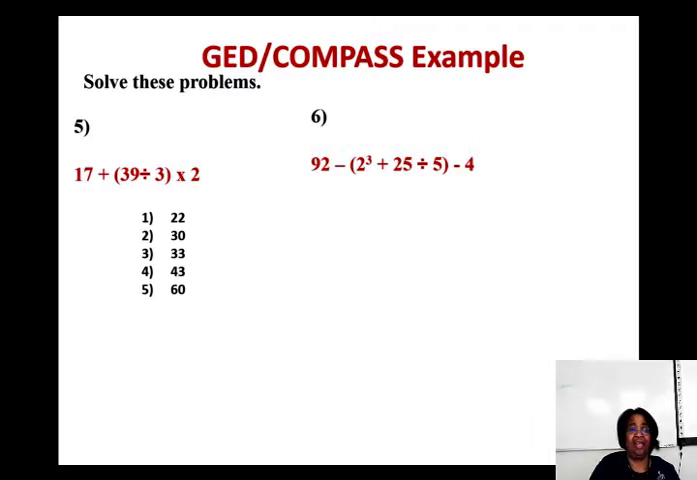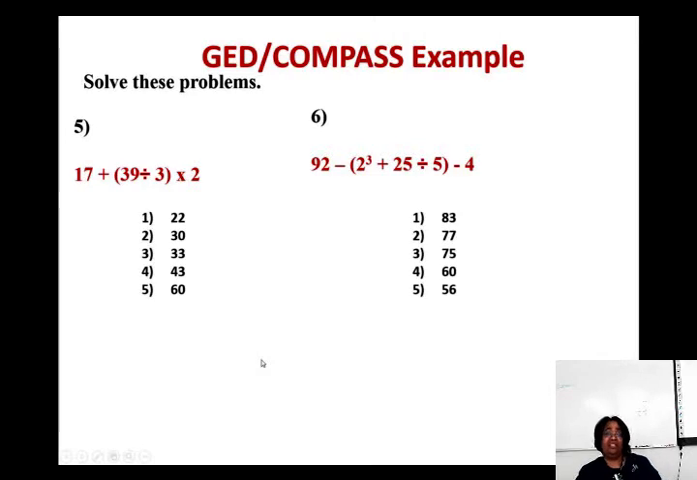Okay, so what did you do first? 39 divided by 3 is 13. And then what should I do after that? No, you should do 13 times 2. Okay, so that's 26, right? Plus 17. 13 times 2 is 26 plus 17 is 43. You should get 43. So don't do 17 plus 13. You need to do 13 times 2 first. Then add the 17. Otherwise, you're going to get a different answer. Okay, so try number 6.